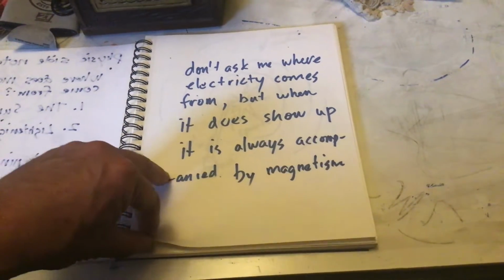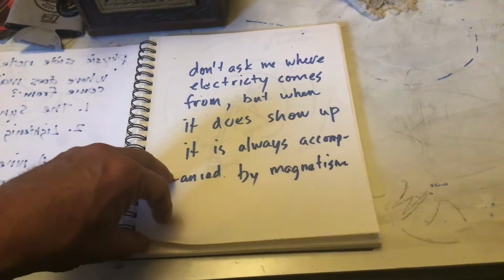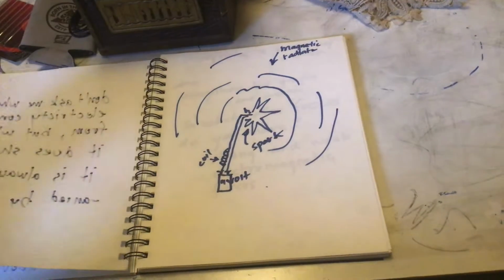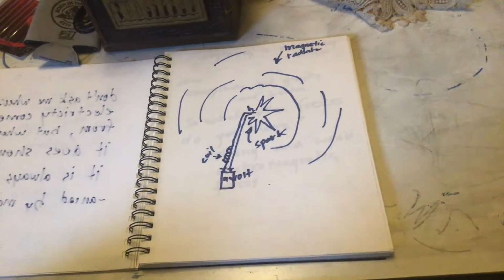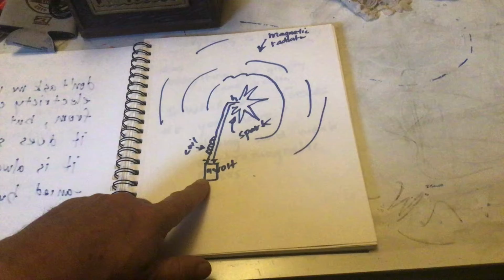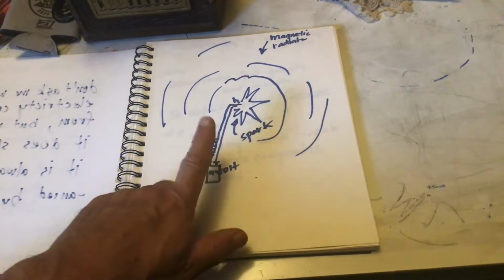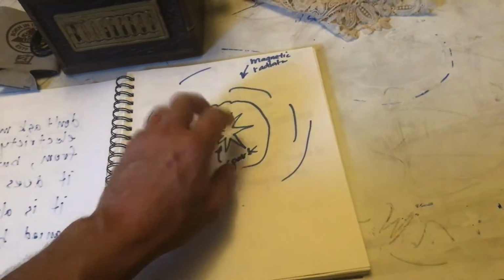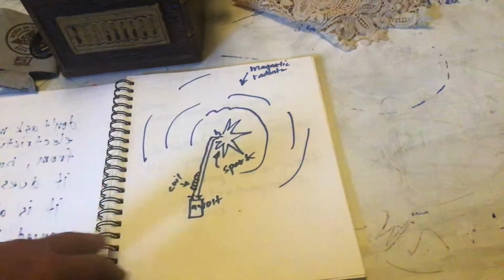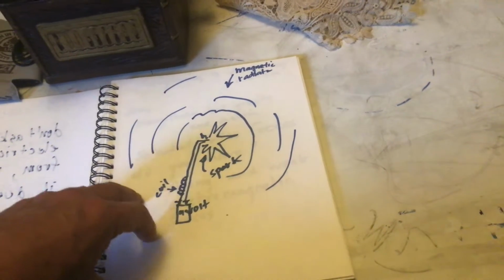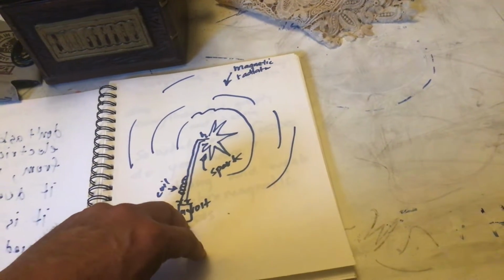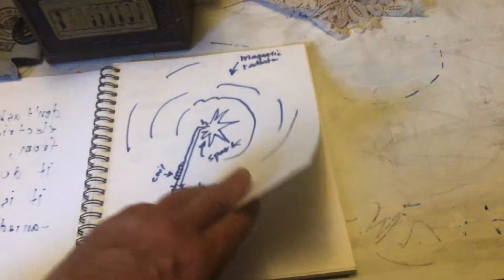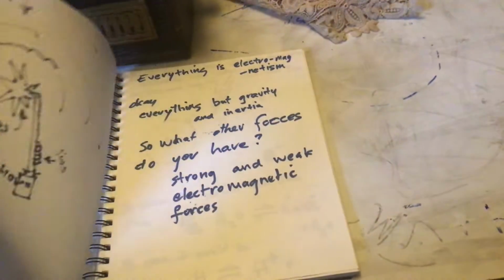The other thing I said is don't ask me where electricity comes from, but when it shows up, it's always accompanied by magnetism. It's sort of a law of the universe that you can kind of prove or disprove or talk about. But here I've sort of showed what happens if you have a battery and a little coil to generate a spark, and you get a magnetic energy. Helmholtz was the first one to sort of prove that. And of course, it's involved with a lot of physics that led up to that too. It's very interesting. Electricity.